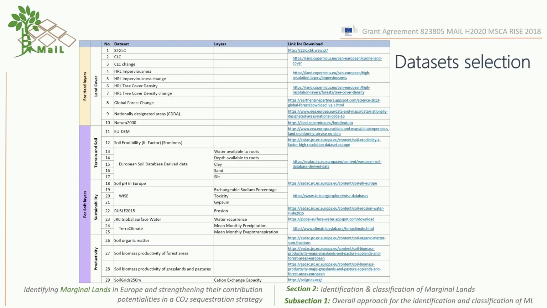After the filtering, we ended up with 29 datasets that were finally used in the MaiL project. Some datasets were used for applying the hard marginality thresholds and others for the soft thresholds. You can download each dataset from the links provided in this slide. When downloading, choose the highest spatial resolution and the most updated version for each product.